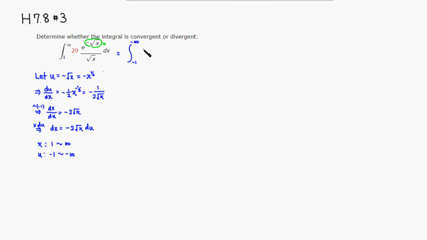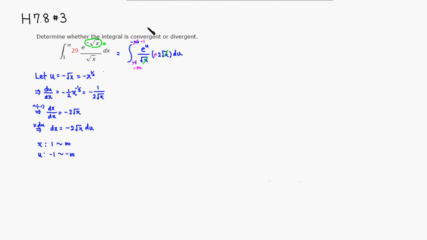Then we have e to the u over, I'm going to leave the square root of x as it is. Then the dx we found out to be negative 2 square root of x du. So we can cancel the square root of x on top and the square root of x on the bottom. Since you have a negative sign here, I'm going to use that to switch the lower limit and upper limit. So I'm going to put the negative infinity on the bottom and negative 1 on top.